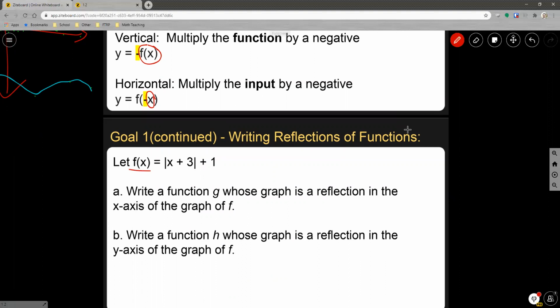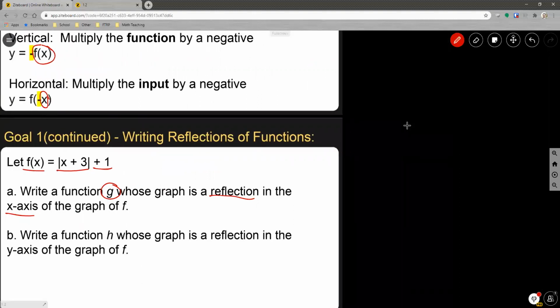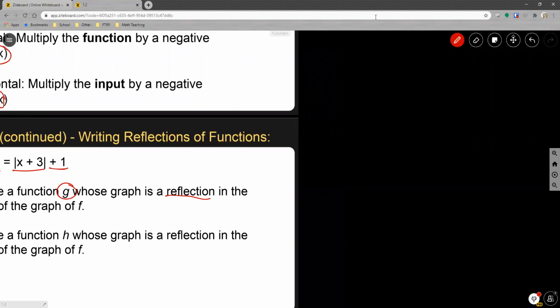So again, I've got a starting function. f of x equals the absolute value of x plus 3, plus 1. That's where I'm starting from. I want to create a function g whose graph is a reflection in the x-axis. So it's going to be a vertical reflection because the x-axis is acting as the mirror. So all I'm going to do for my function is, sorry, I had a little hiccup there. I'm going to multiply the entire function by a -1.